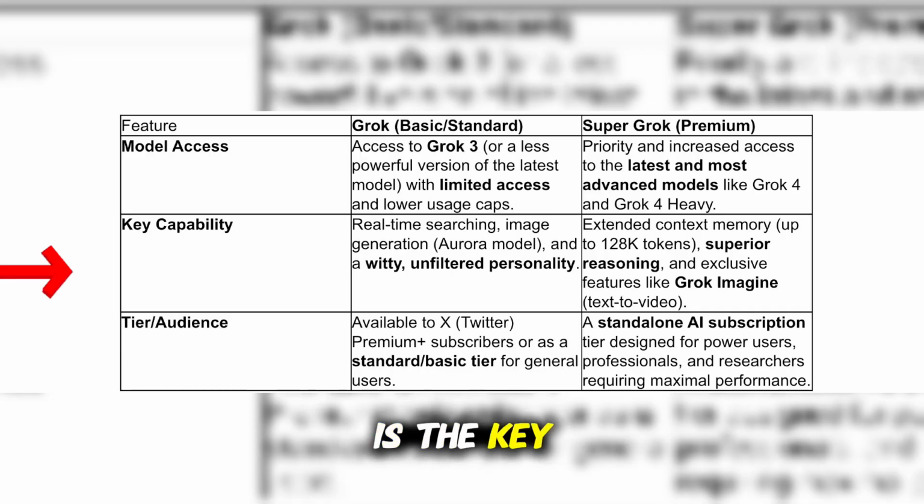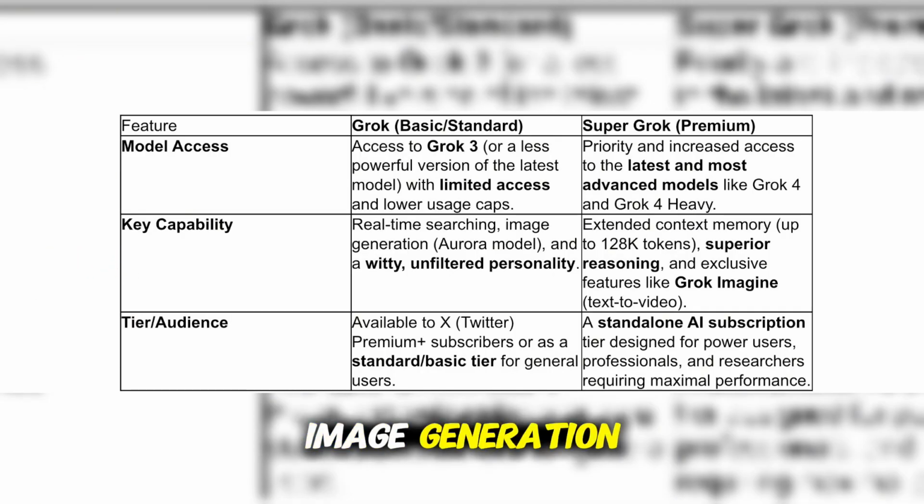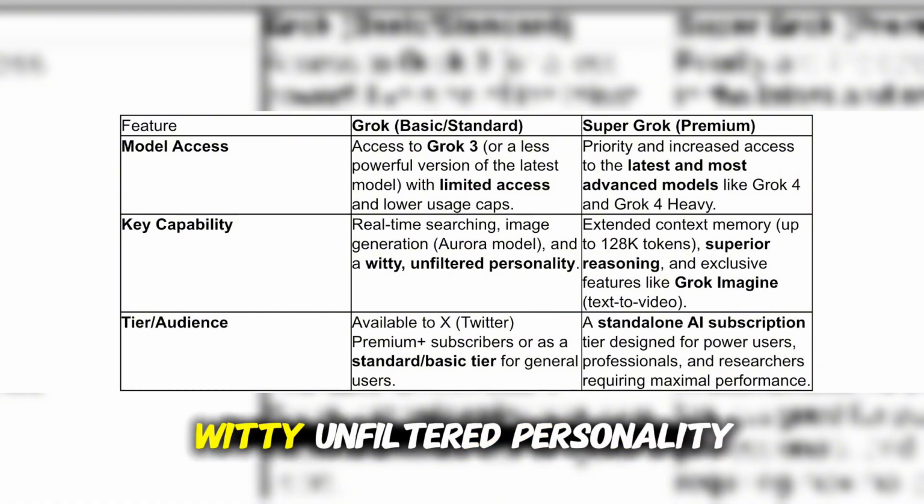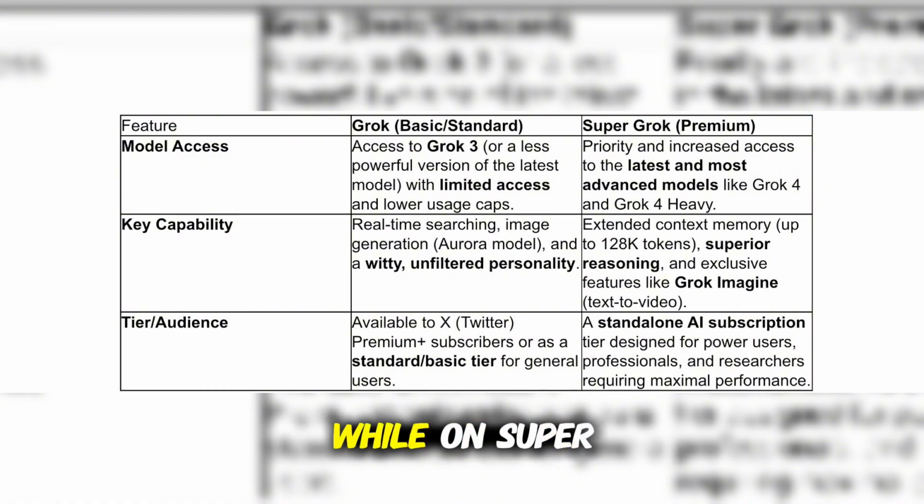The next one is the key capability. For Grok, it has real-time searching, image generation, the Aurora model, and a witty, unfiltered personality. While Super Grok has extended context and superior reasoning, and has Grok Imagine text to video.